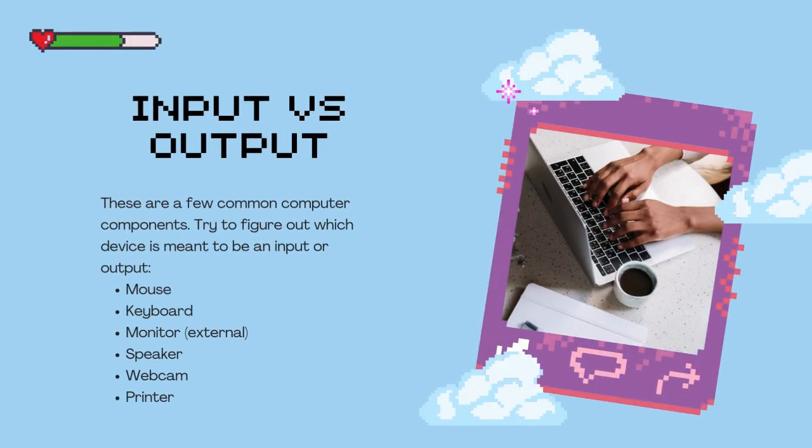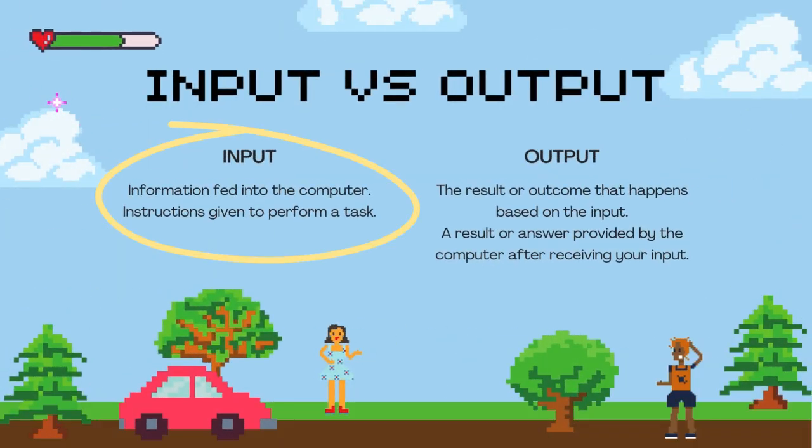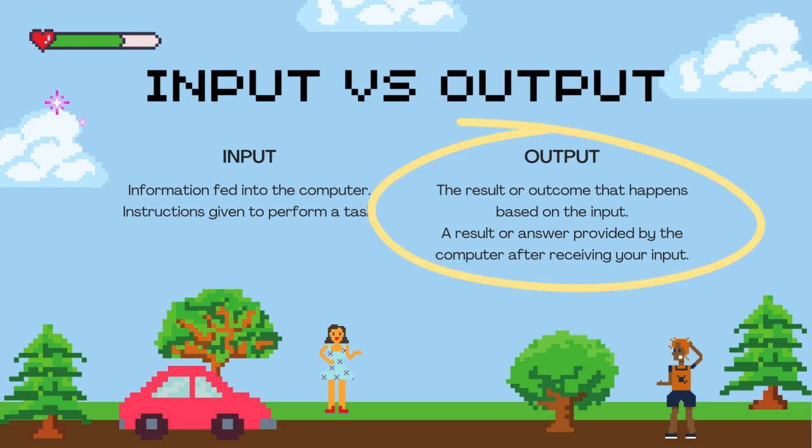Let's see if you know the difference between input and output. Here are a few common computer components. Try to figure out which device is meant to be an input or output. Input is when information is fed into the computer. Instructions are given to perform a task. Output is the result or outcome that happens based on the input. The result or answer is provided by the computer after receiving your input.